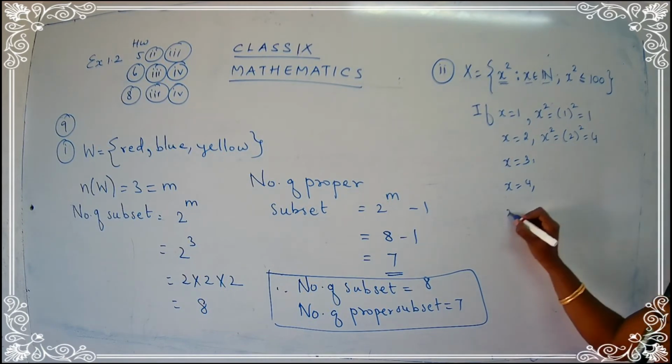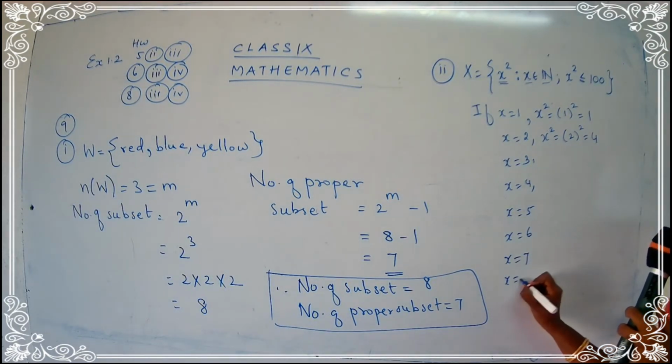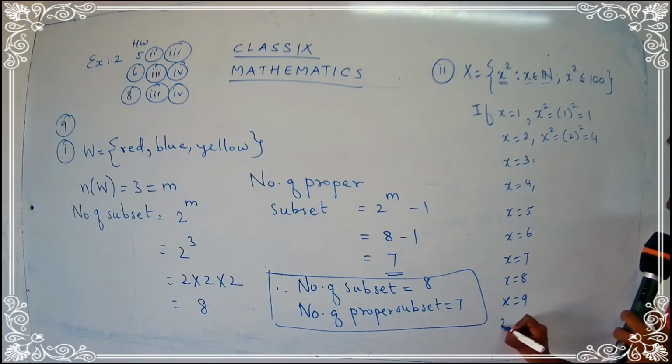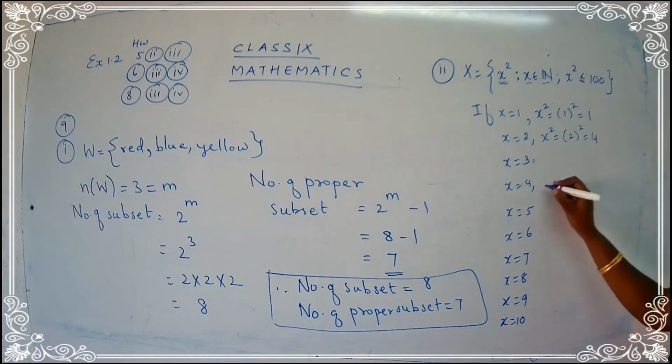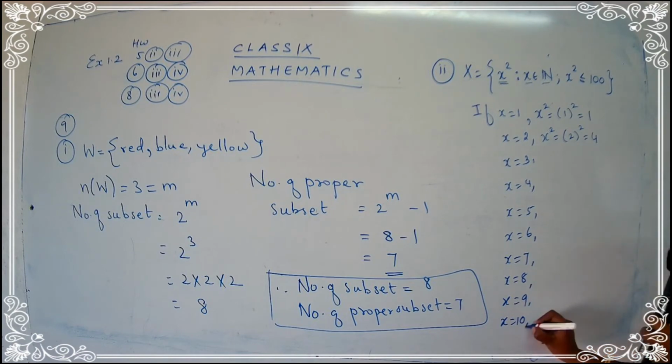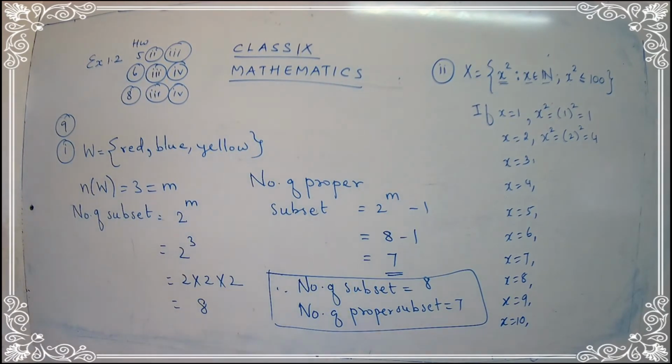3, 4, 5, 6, 7, 8, 9, 10, because we know that till 10 I have to find, because 10 tens are 100. So just go on finding the values, children. I will give you some time. Complete the work. So find out the value. I have found the value for 1 and 2. Similarly, you go for 3, 4, 5, 6, 7, 8, 9, 10.